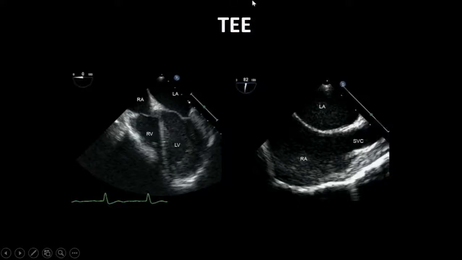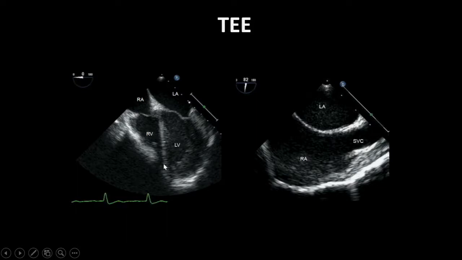I included this just on the off chance that there could be TEE pictures in the test. I'm just going to remind you of some ways to orient to them. So the TEE probe, if it's not in the stomach, it's in the esophagus. And the esophagus, if the anatomy is roughly normal, is going to be behind the left atrium. So where you see the marker, the thing that's going to be closest to that marker is usually going to be the left atrium. Again, assuming there's not unusual anatomy or situs inversus or things like that.